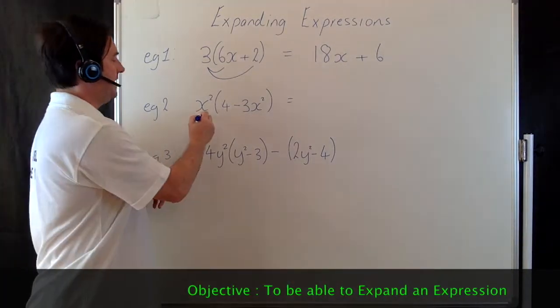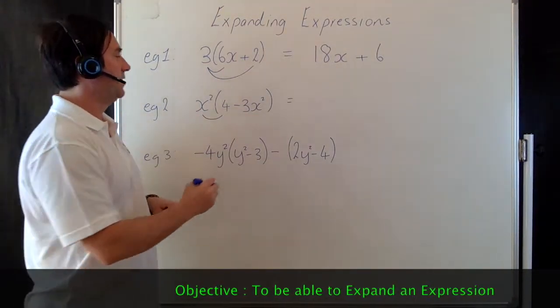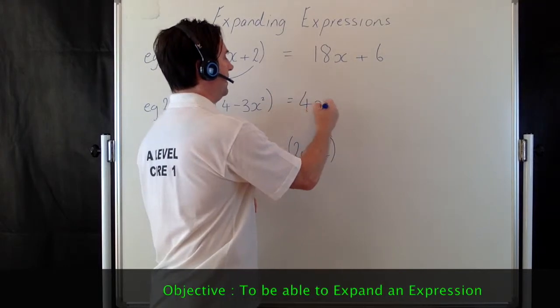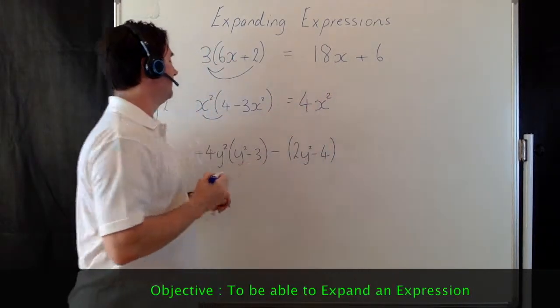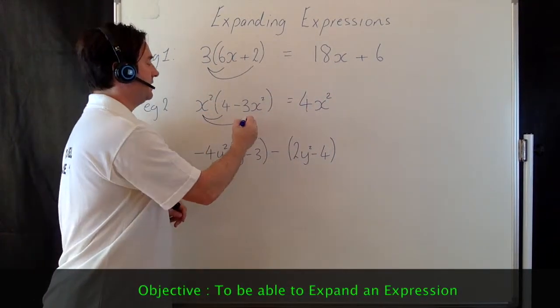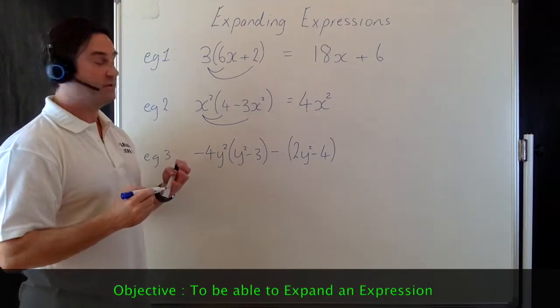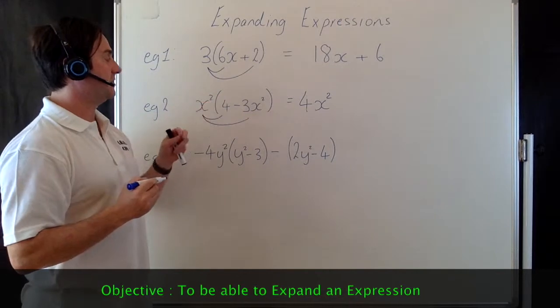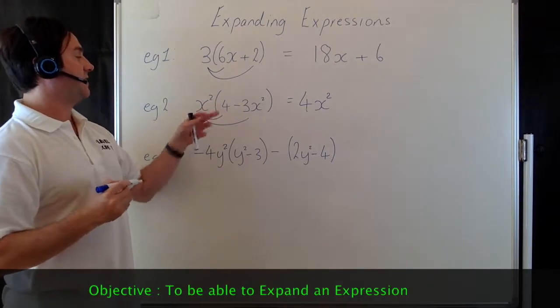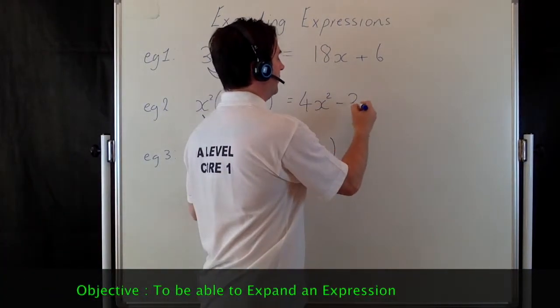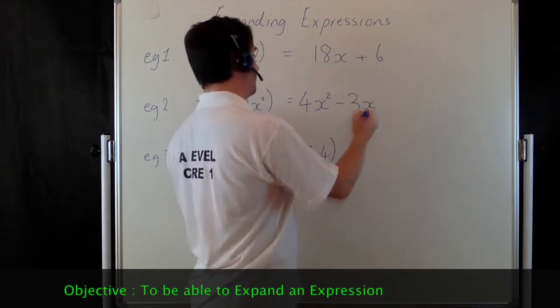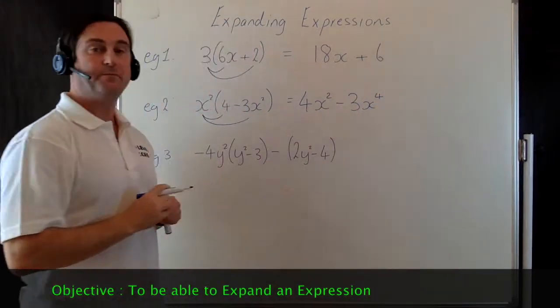So the first one then, x squared times 4, just gives us 4x squared. But then we've got to do x squared times negative 3x squared. This is where we need to use our powers law, and we add the index terms together. So that gives us negative 3x to the 4, adding 2 to the 2.